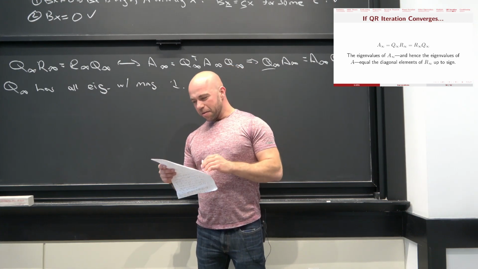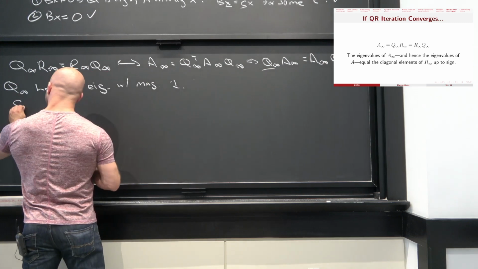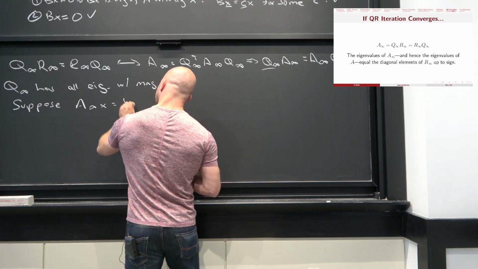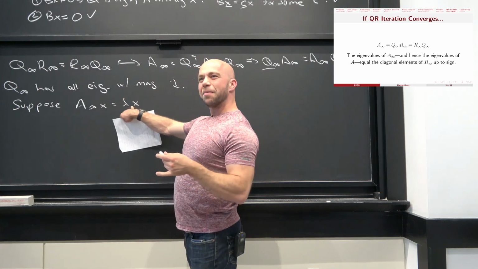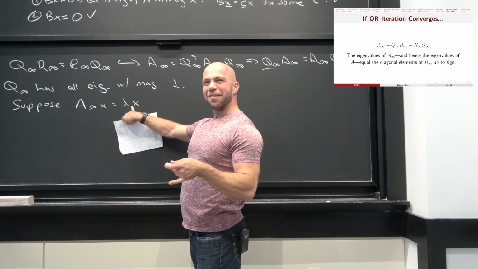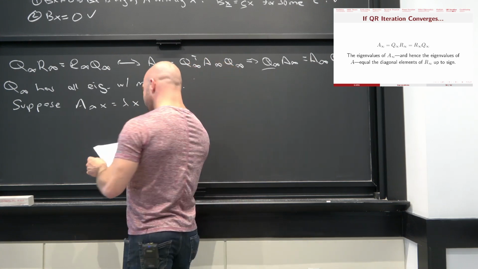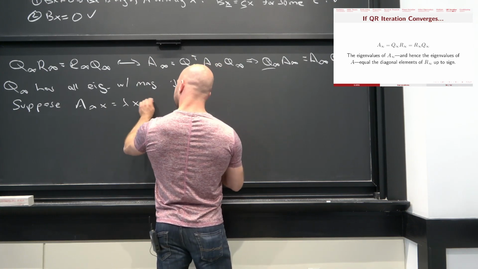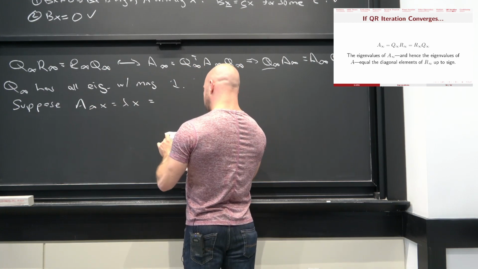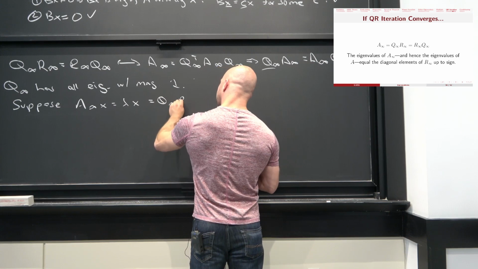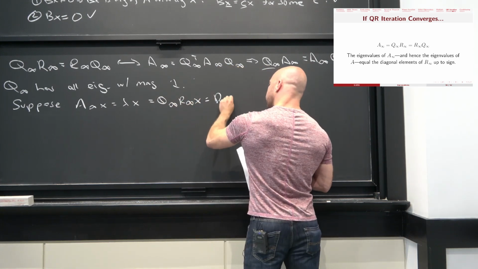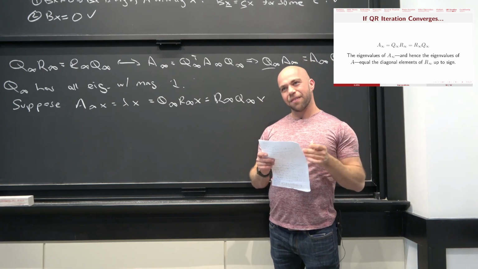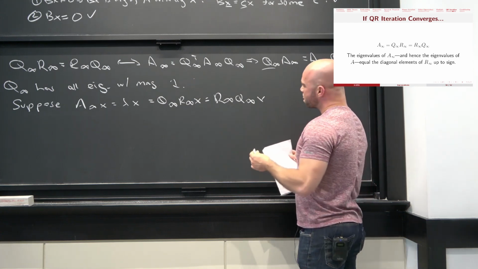Okay. So, suppose A infinity times some x is equal to lambda x. Notice I don't really have to write lambda infinity because I showed that every step leaves the eigenvalues alone. Then what do we show? Ax here is equal to Q infinity R infinity x, which is equal to R infinity Q infinity x, like that. And what is this thing?